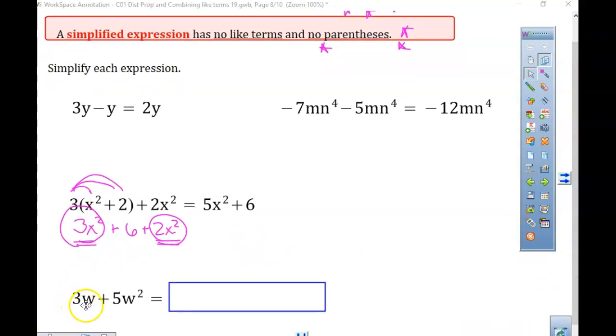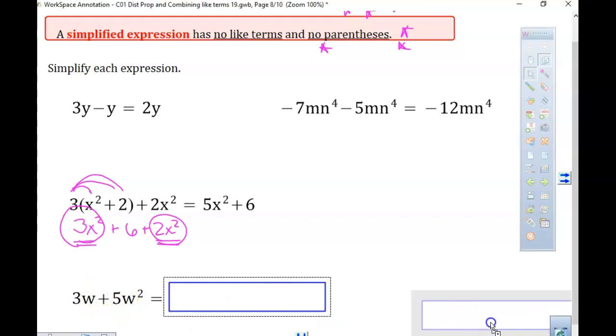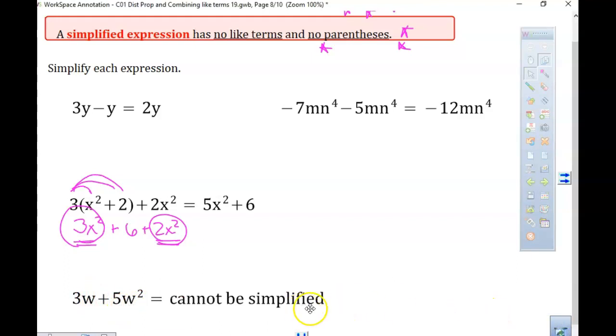I look at this last problem and I have 3w plus 5w squared. I don't have like terms. This is w to the first, w to the second. So if this happens in your homework, again, you can tell me it cannot be simplified. As you are taking a look, again, pause this if you need to. Make sure you're understanding these answers.